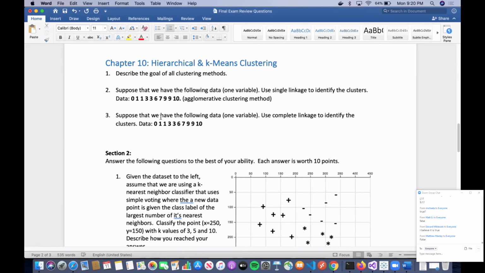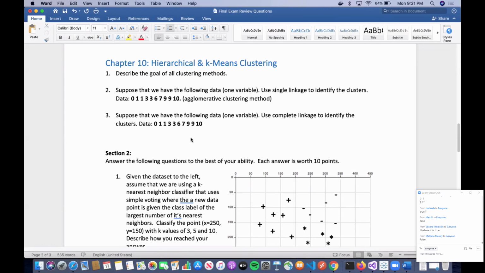Then the next question here: suppose that you have the following data, a single variable in one dimension, using the single linkage method or approach. So we want to use a single linkage method to identify the clusters. This is something we've done in class. We have the single linkage and we have the complete linkage. But here's the data set. How will you proceed about doing this?